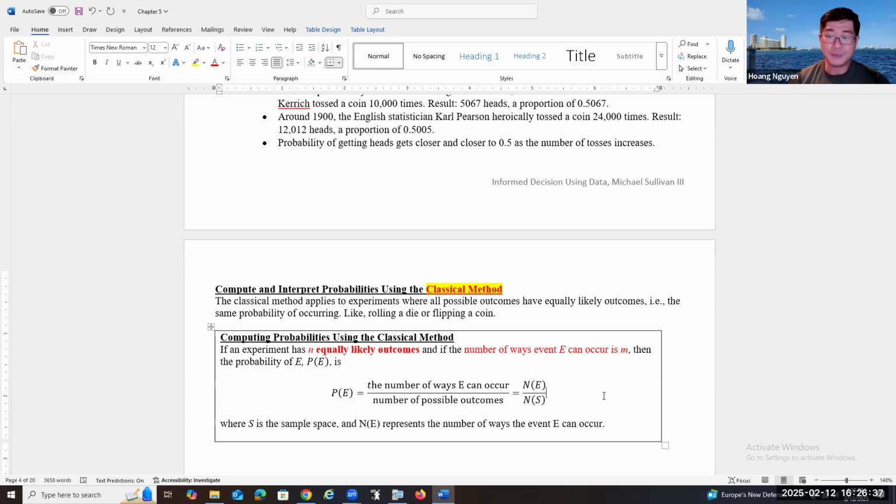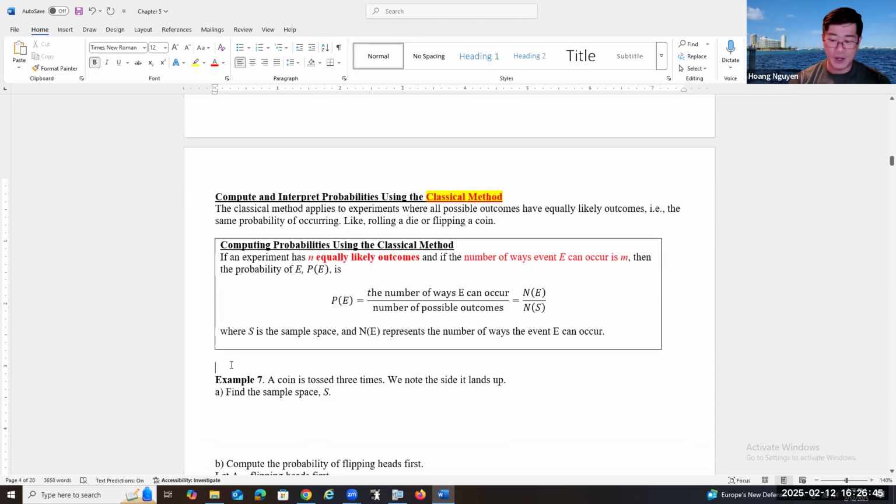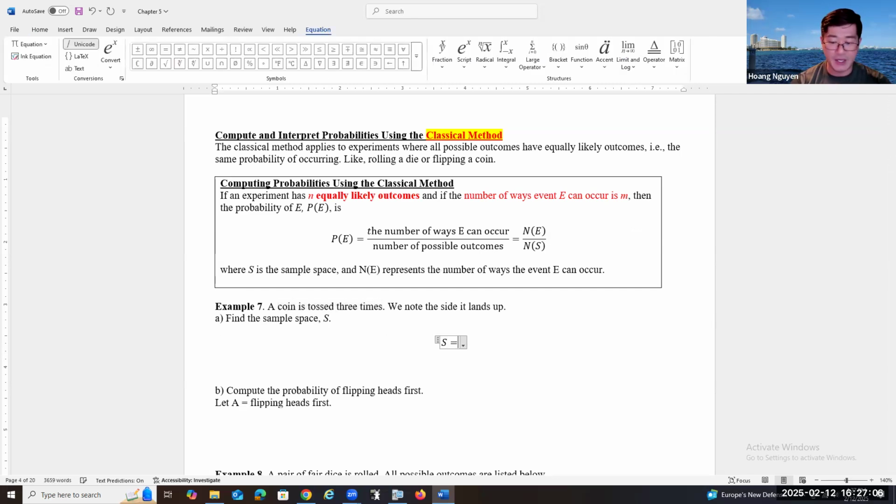Now we're going to look at an application of the classical approach. Example number 7. A coin is tossed 3 times, and we take note of the side that lands up. Let's see what the possible outcomes are first. A coin is tossed 3 times, find the sample space. Let me help you with the sample space first, everyone.